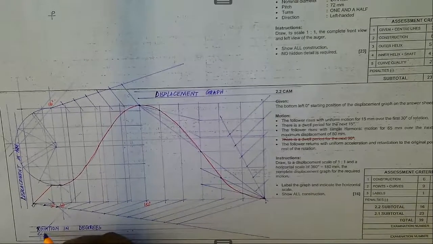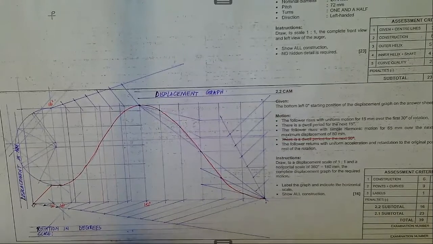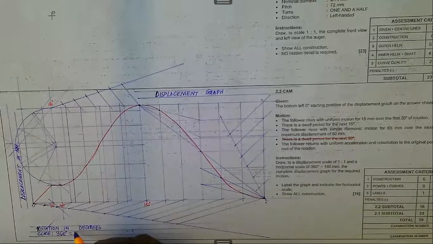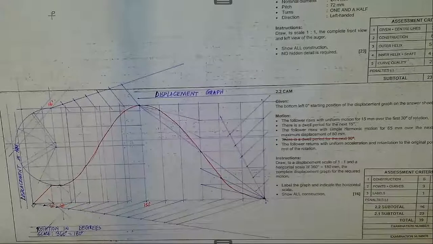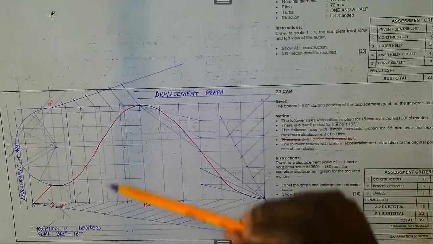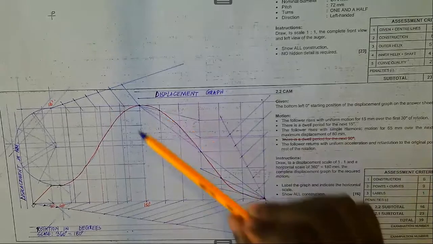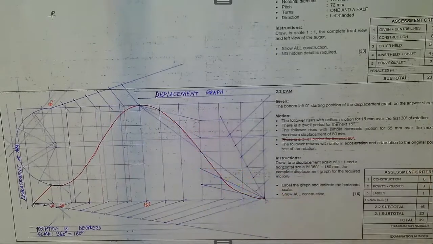Then you also have got the scale, which is 360 is equal to 180 degrees. Remember, I removed the dwell at the top just to make sure that you are able to see clearly the application of the uniform acceleration and retardation.